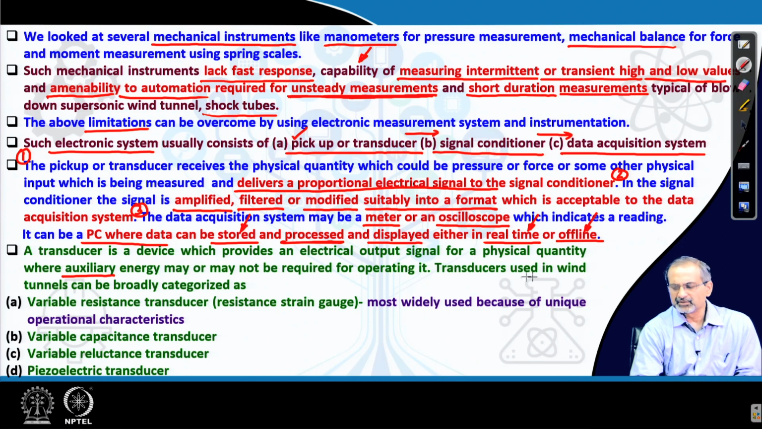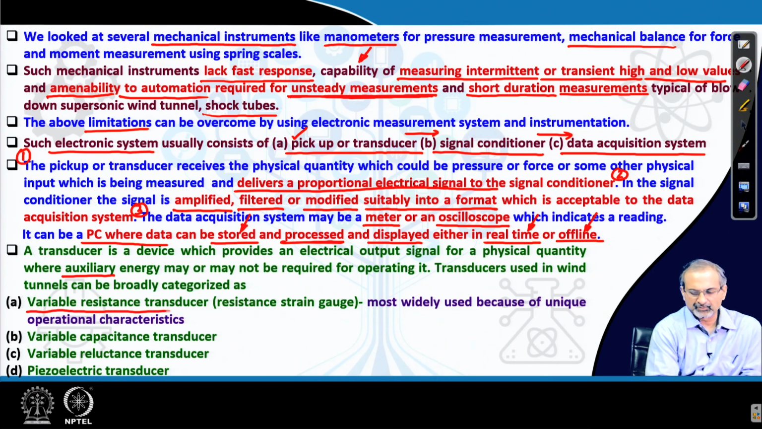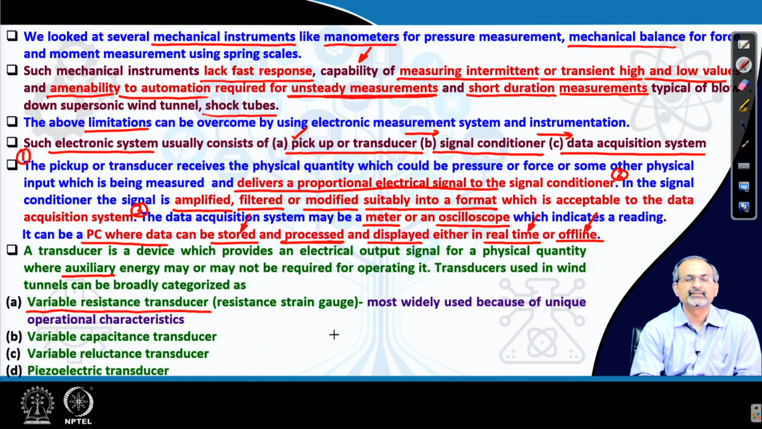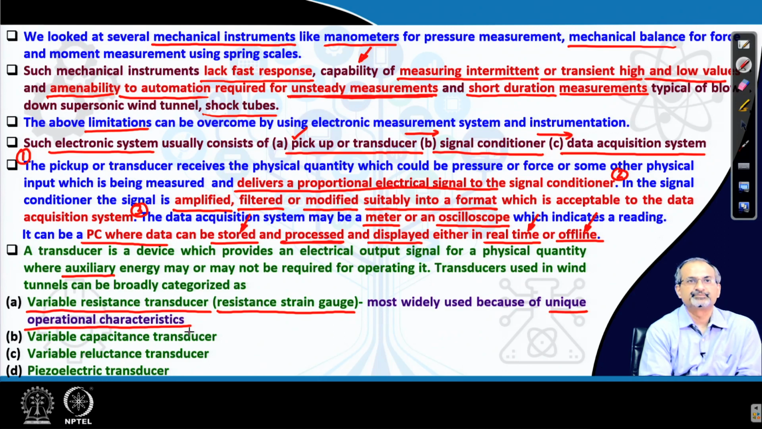Now, transducers which are used in wind tunnels can be broadly categorized into these following 4 groups. We will spend most time on the first one, which is called a variable resistance transducer, which is nothing but a resistance strain gauge. It is mostly used in wind tunnel applications because of its unique operational characteristics. Others are variable capacitance, variable reluctance, and piezoelectric transducers.